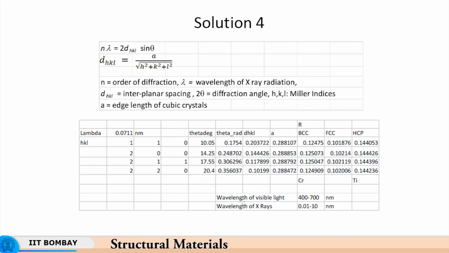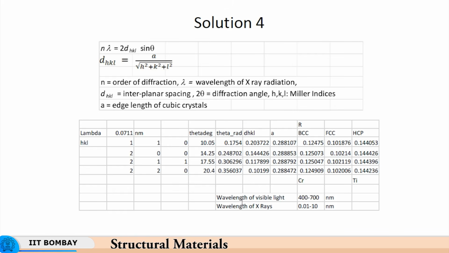Here the data is consistent, because the interplanar spacing gives rise to the same value of a irrespective of the plane for which we have found it. Now we need to find out the value of a based on whether it is FCC, BCC or HCP, because now you have different lattice parameters for different materials.